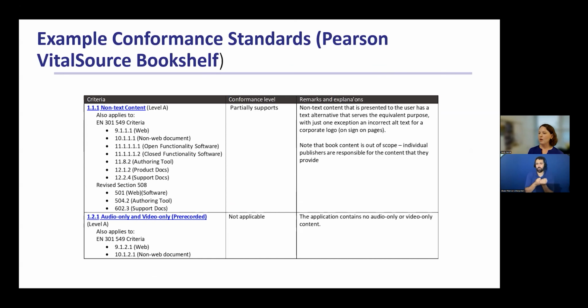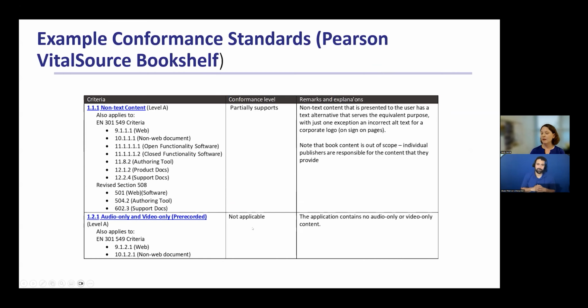And in the remark, it says that book content is out of scope. So in other words, what they're saying here is that the content of their frame of their application does have alternate text. But if you're talking about actual pages of text in that textbook, that is up to individual publishers. So if you are trying to make a decision about this particular situation, you might need to take another step. You might need to actually find the publisher of the specific book that you are looking at to make sure that that criteria is met for that specific publisher.